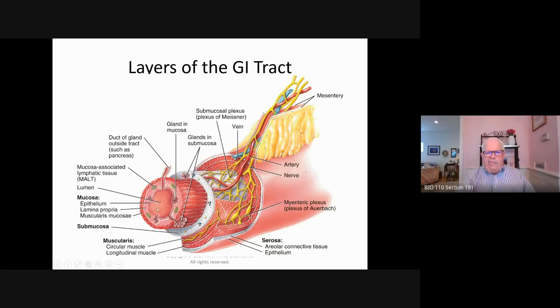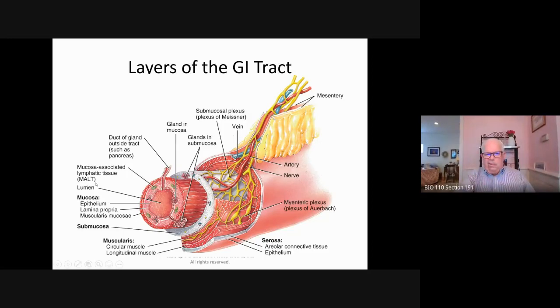And then you have the mucosa. The mucosa is what touches the food. All right? So you have an inner layer of the mucosa, the submucosa, the muscularis, and the serosa, going from in to out. I would know those layers.